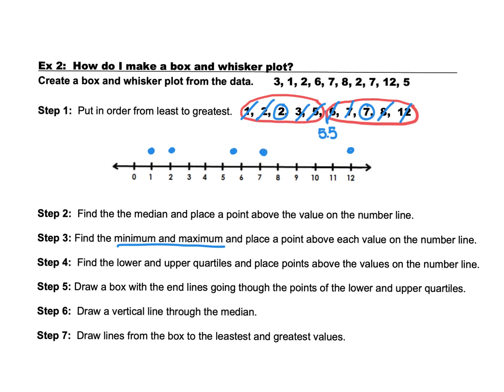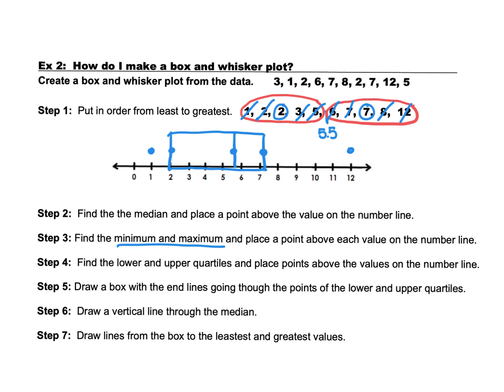All right, so now we are on step number 5, where we have to draw a box with the end lines going through the points of the lower and upper quartiles. So remember that our 2 was the lower quartile, and then we have 7 as our upper quartile. And then we're going to draw a line on step number 6. We're drawing a line through the median. Remember, the median was 5.5.